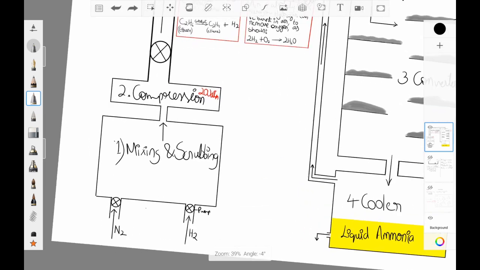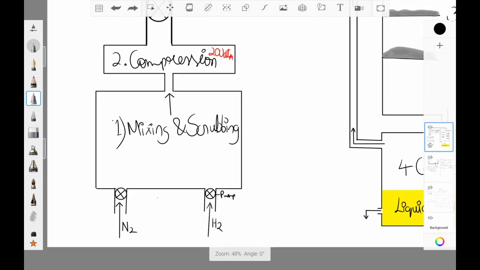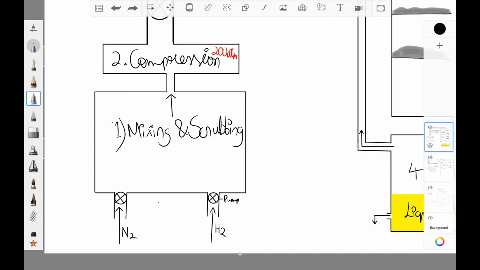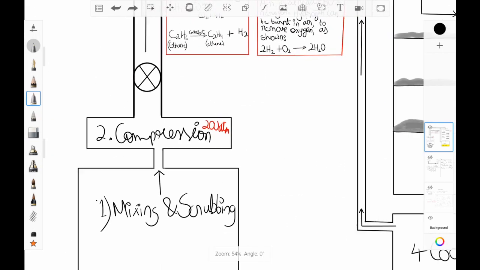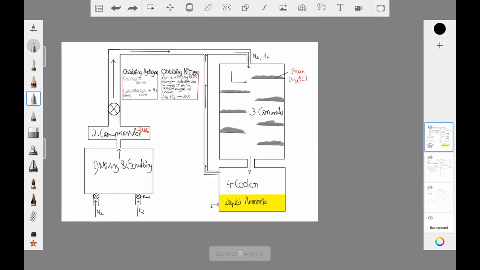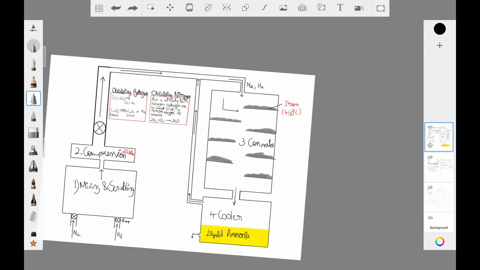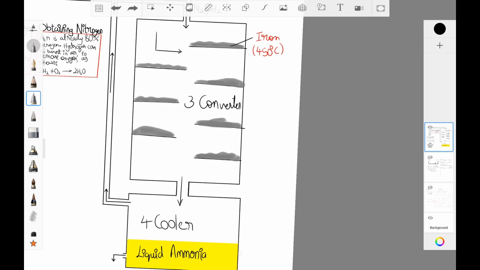Now, the very first step in the Haber process, or the very first compartment, involves, okay, first you pump the two gases into a compartment, and obviously the gases are mixed. You also scrub the gases, which means that you remove any other impurities from them. Then the gases go to the second chamber, where the gases are compressed to a pressure of 200 atmospheres. And it's pumped again into the converter, which is the largest chamber, and it has several beds of iron, which acts as a catalyst.